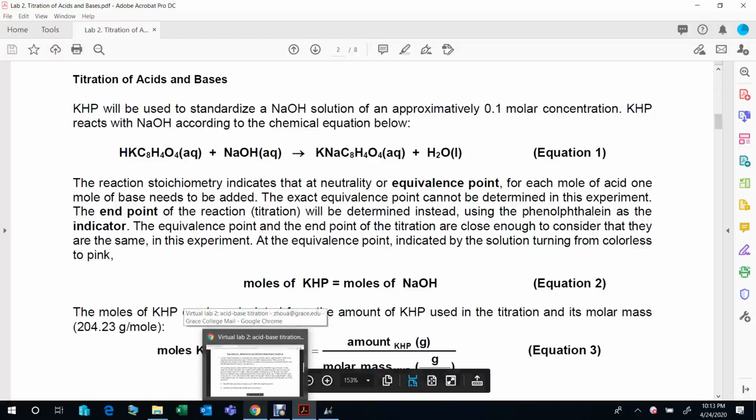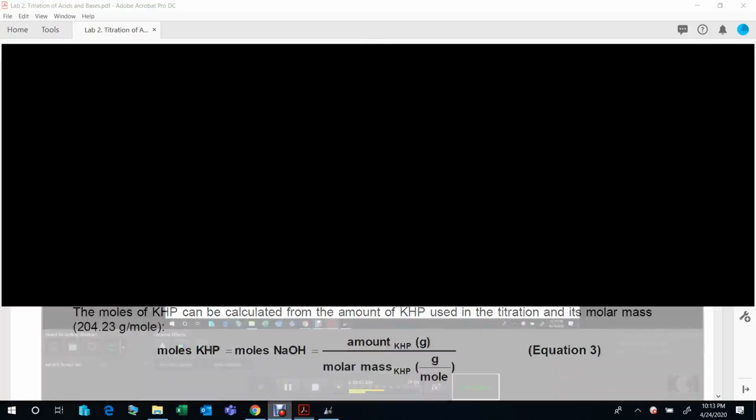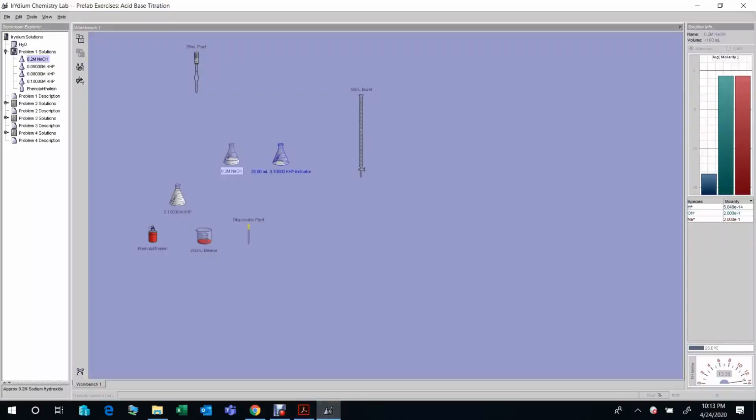Okay, and then we go back. Here, KHP solution is 0.1 molar, and it's 25 milliliter. Then sodium hydroxide 0.2 concentration is about twice the concentration of KHP. That means we need half of the volume of KHP for sodium hydroxide, right? Around 12.5. So basically we need to add around 12.5. We don't know the exact amount we need. So that's the reason we do the titration.